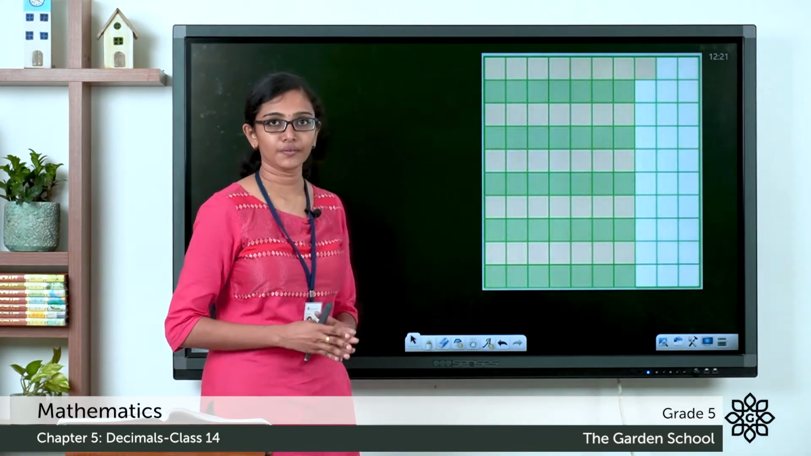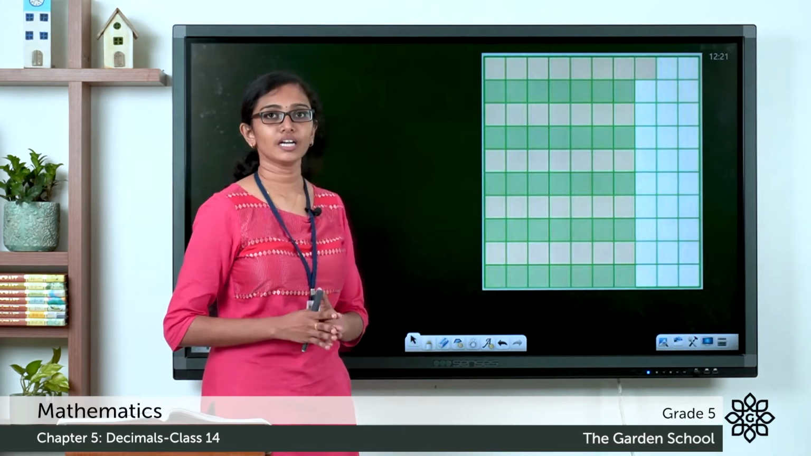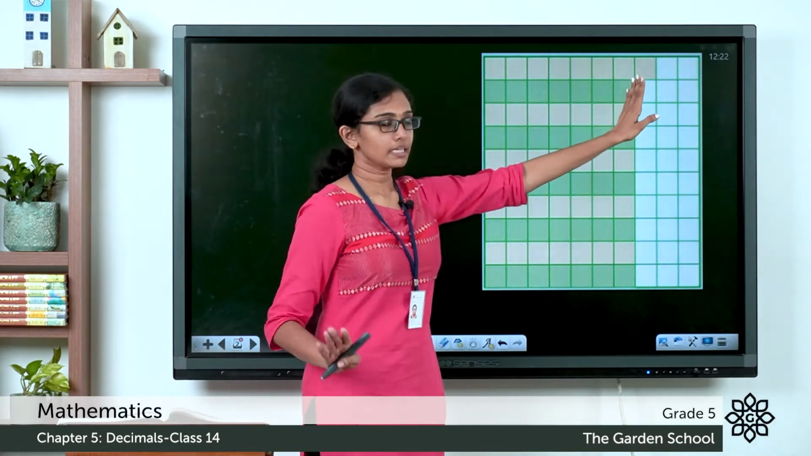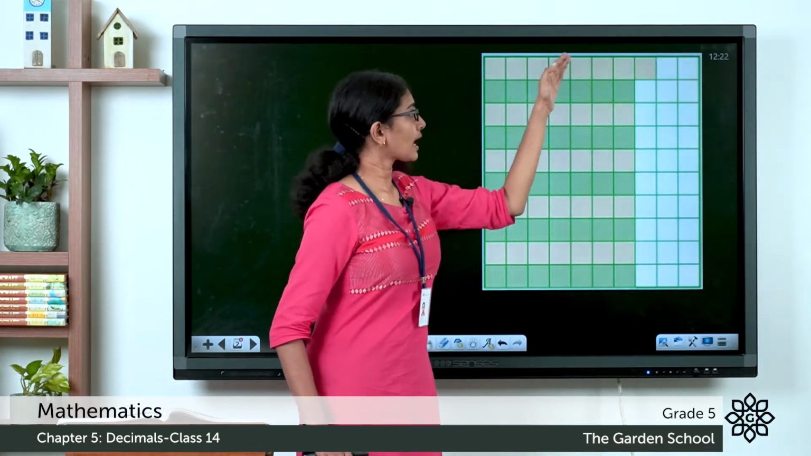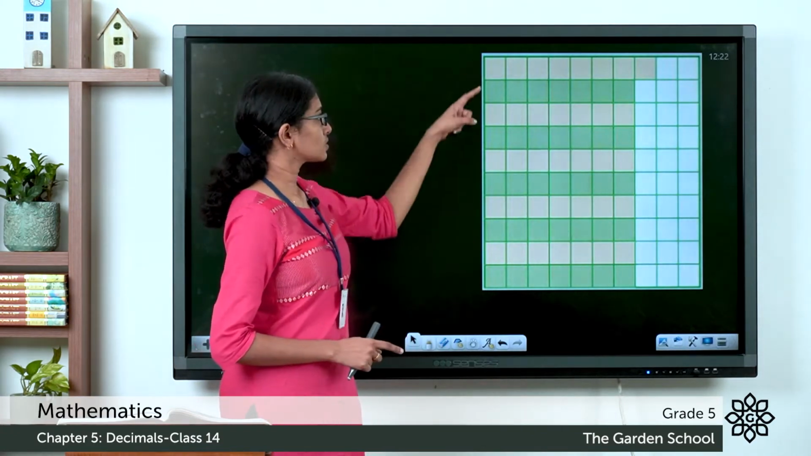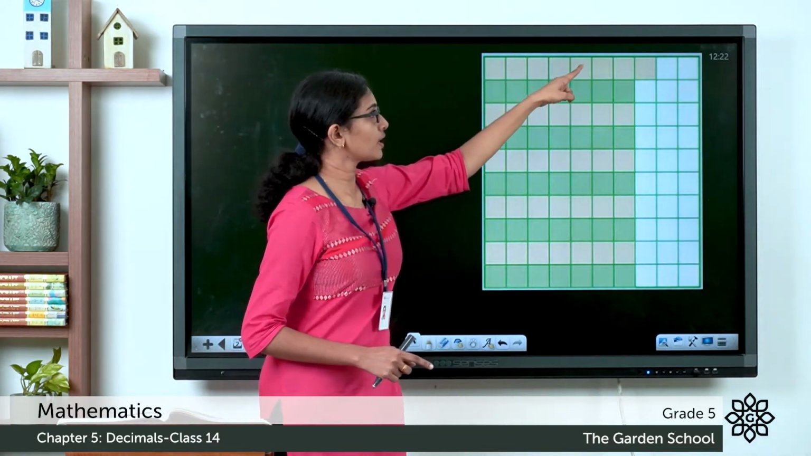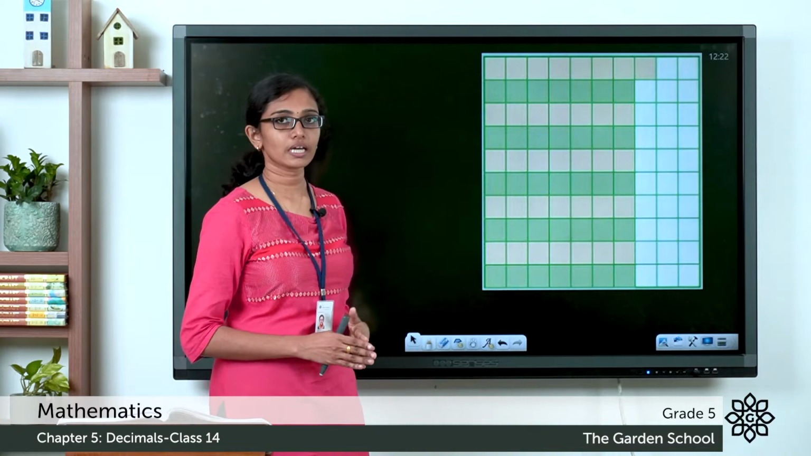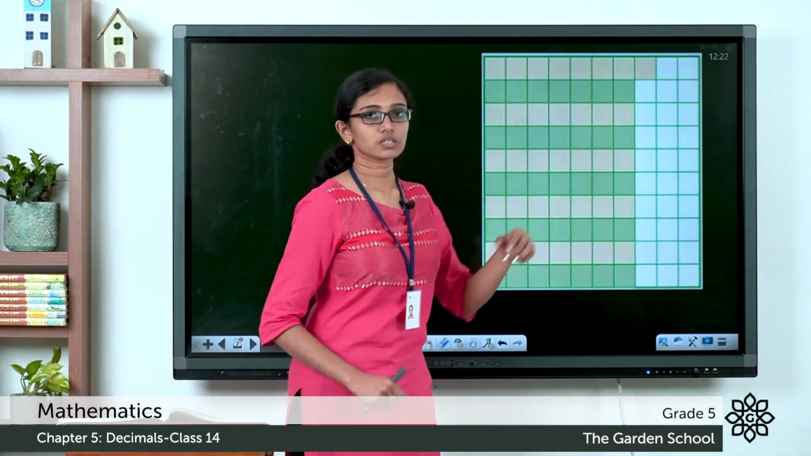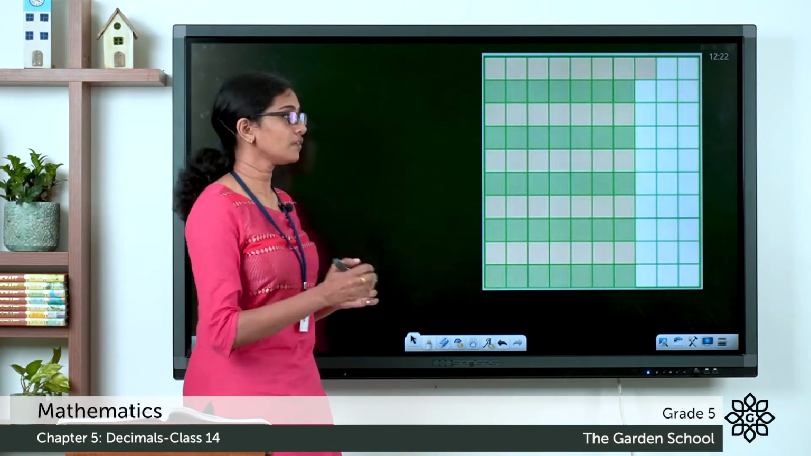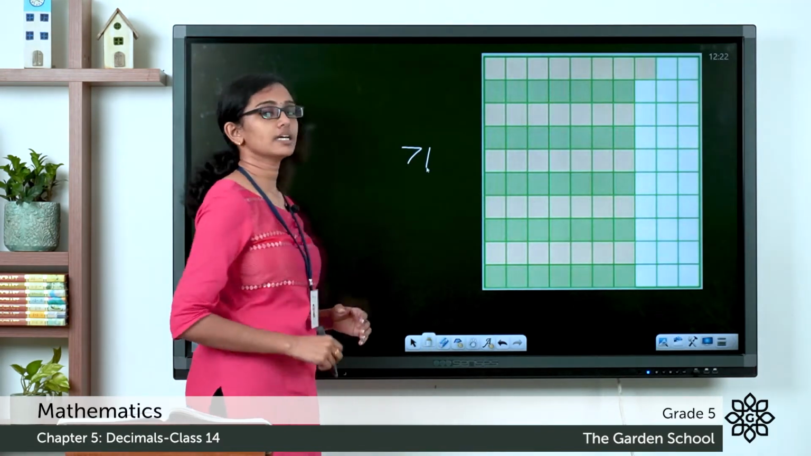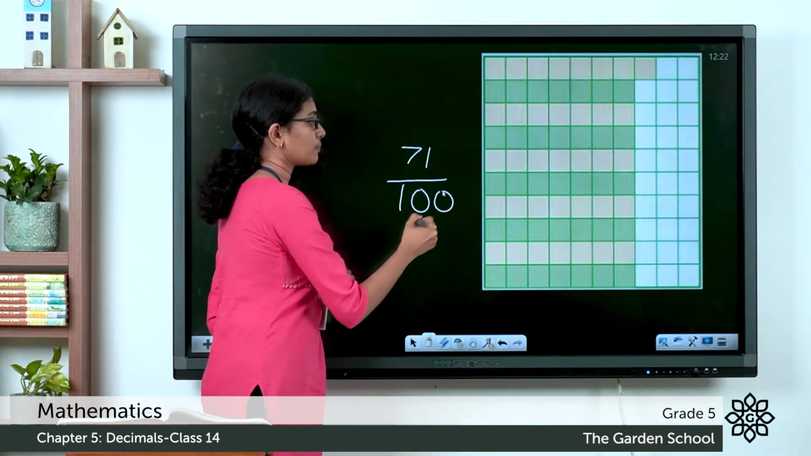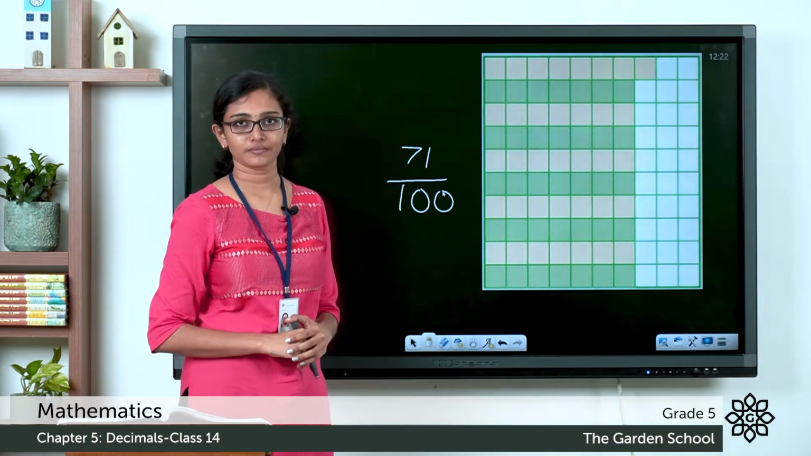And out of these 100 boxes here, a few are colored or shaded. Let's count the number of shaded boxes here. For convenience, let's keep this one aside now and count the other colored boxes. That would be 1, 2, 3, 4, 5, 6, 7. 7 full columns and 10 rows. So 7 into 10, 70, plus this one box shaded here. So this is a total of 71 colored boxes. 71 boxes out of a total 100 boxes are colored in this case.